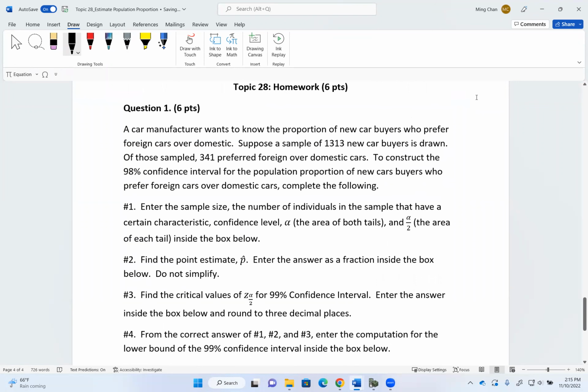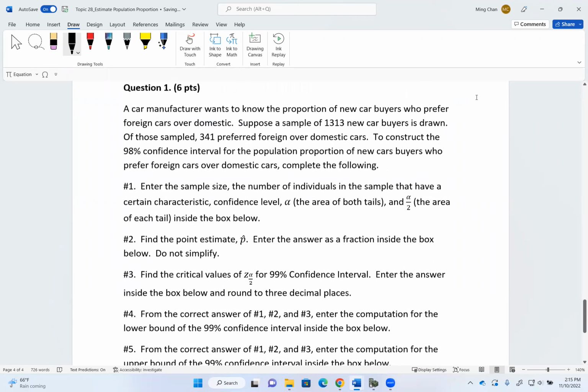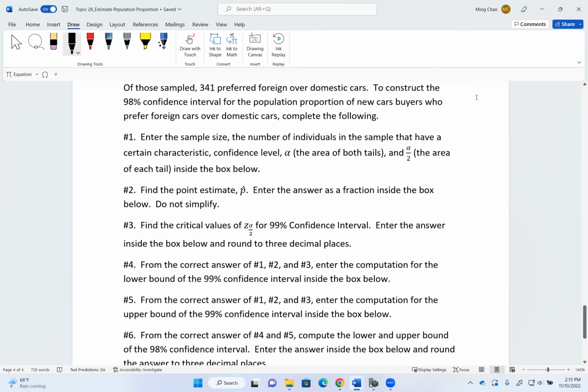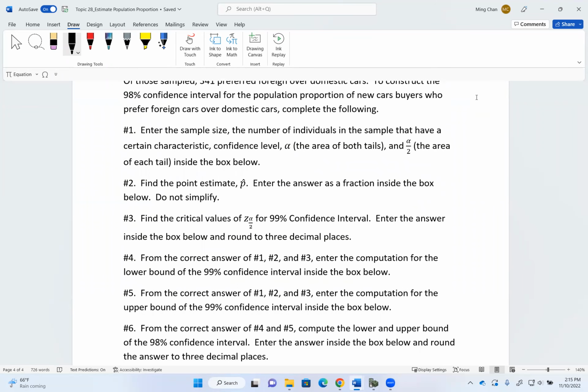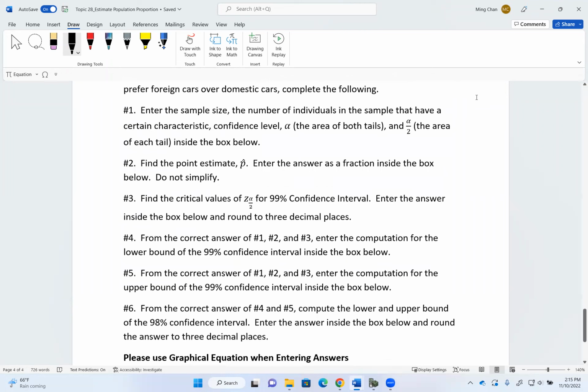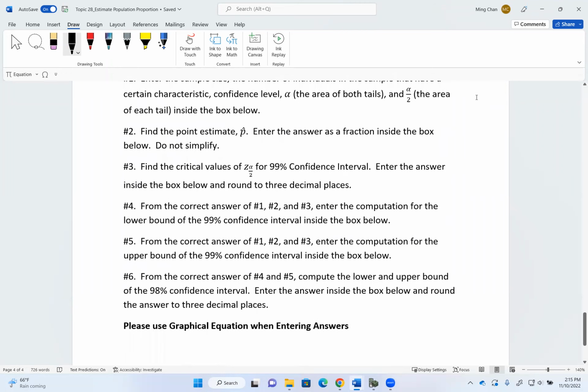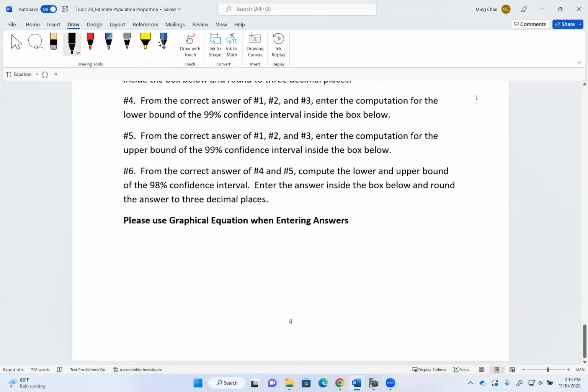This question is about manufacturing. A car manufacturer wants to know the proportion of new car buyers who prefer foreign cars over domestic. Follow the steps that I did earlier by hand: find the p hat and find the critical value. This is a 99% confidence interval again. Make sure you enter the computation for the lower and upper bound, then put them in the calculator and tell me what the lower bound and upper bound are for number 6. That's all the question is.